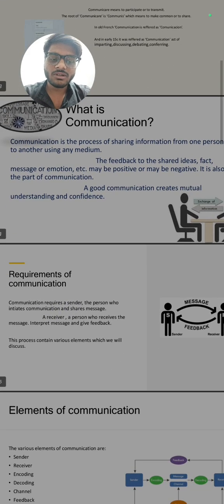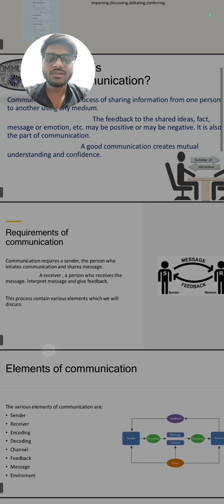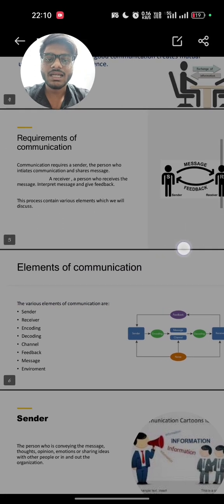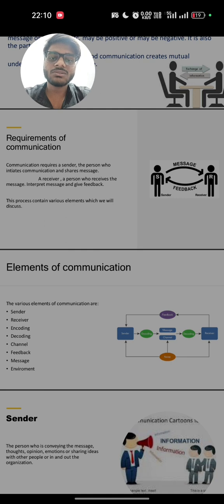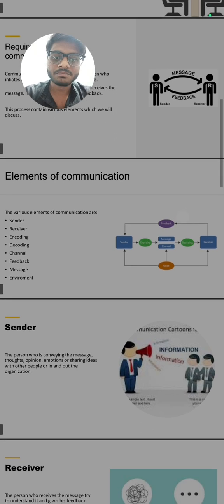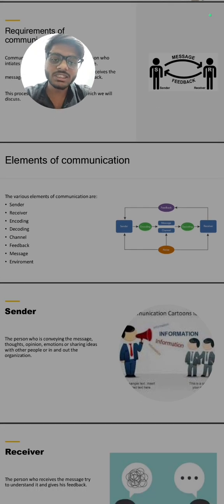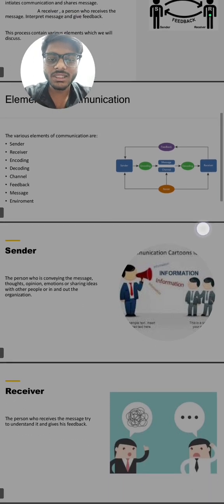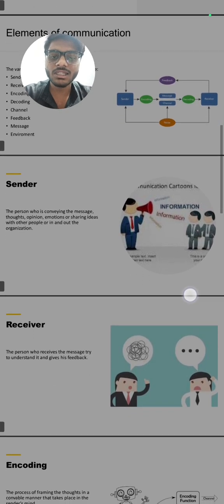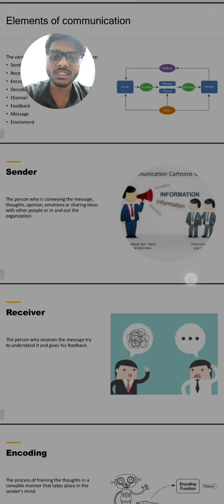There are some basic requirements of communication. Communication requires a sender, the person who initiates the communication and shares messages, and a receiver, the person who receives the message, interprets it, and gives feedback for the conveyed message. The process contains various elements which we will discuss. The elements of communication are namely sender, receiver, encoding, decoding, channel, feedback, message, and environment. Sender is the person who is conveying the message, thought, opinion, emotion, or sharing ideas with other people or in the organization.